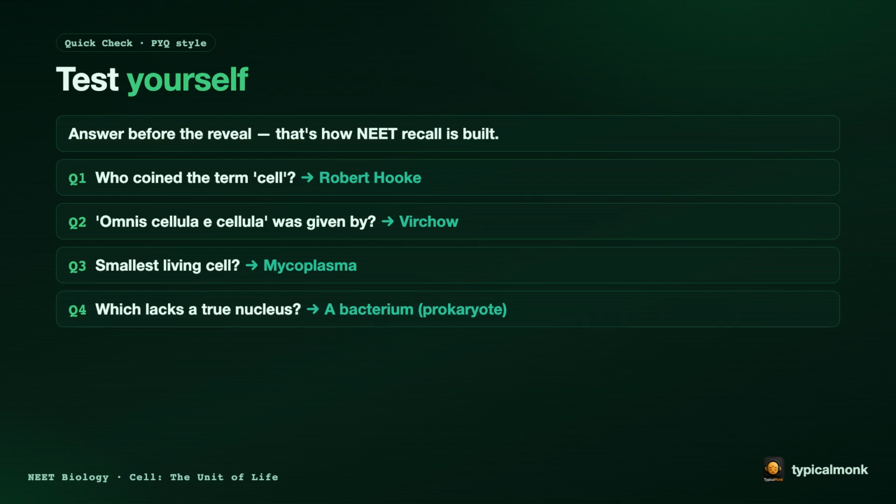Mycoplasma. Question 4. Which lacks a true nucleus? A bacterium, that is a prokaryote. Question 5. The longest cell in the human body? The nerve cell.